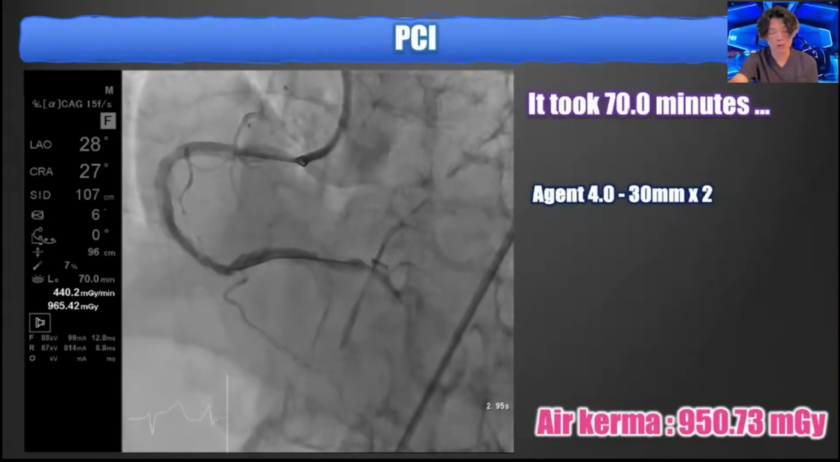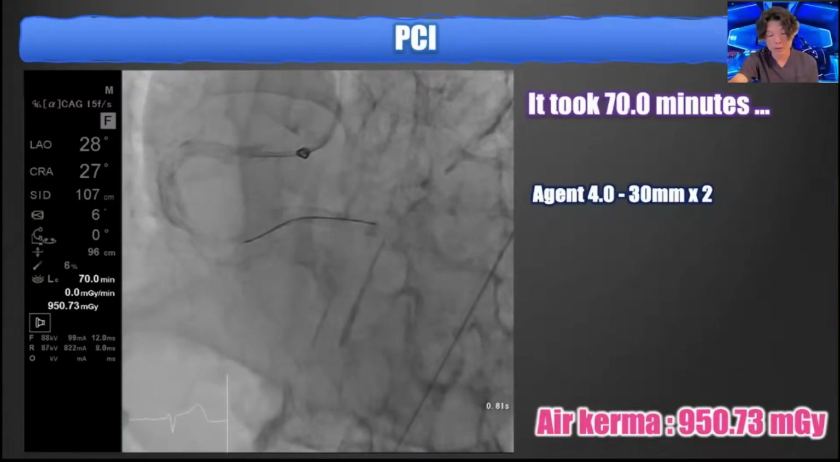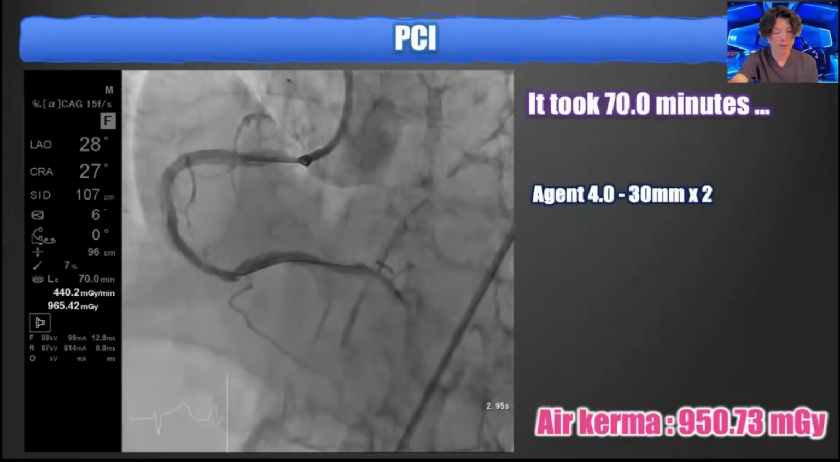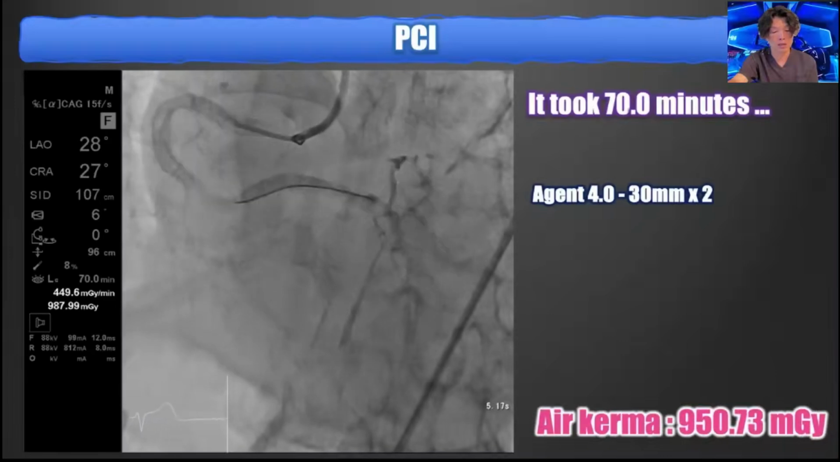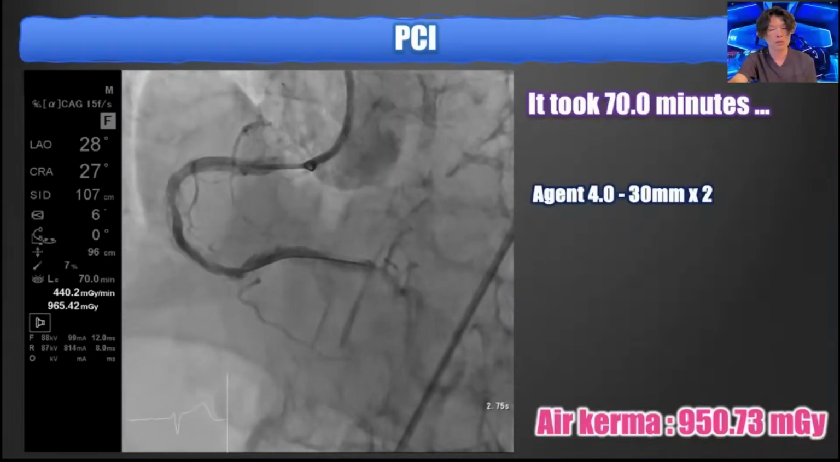Contrast medium volume was 140 milliliters, and radiation dose 990 milligray. The patient was discharged the next day without complications.